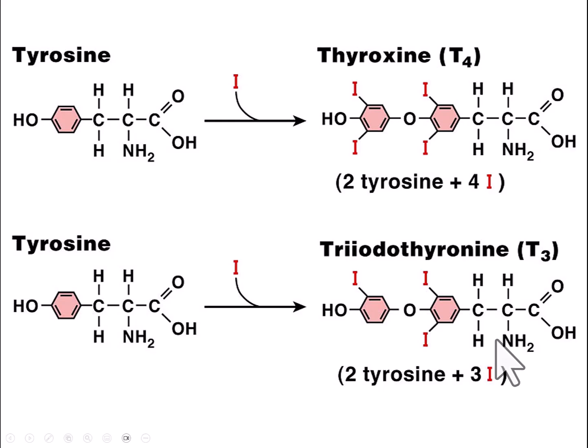When we talk about iodine, I'm saying iodine atoms are attached. You can also refer to these as iodide, because iodide is the ion, and iodide ions are attached to make these thyroid hormones. So you can refer to them as iodide ions or iodine atoms attached to the thyroid hormone.